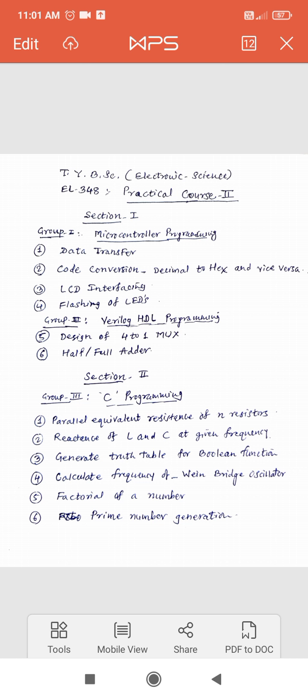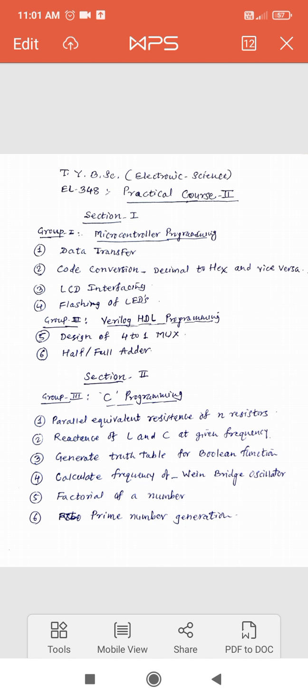The microcontroller programming covers data transfer, code conversion, decimal to hex and hex to decimal, LCD interfacing and the flashing of LEDs. Now group two is Verilog HDL programming: design of 4:1 multiplexer, half adder and full adder. The second section is group three, C programming.